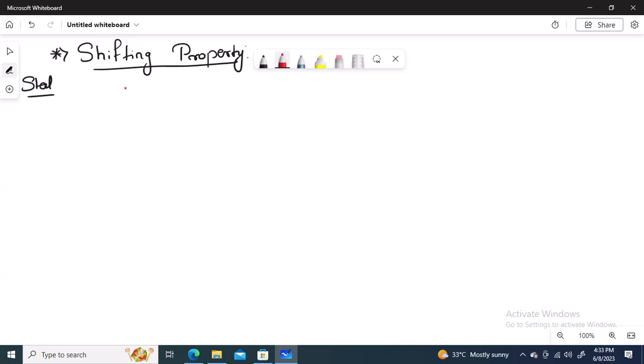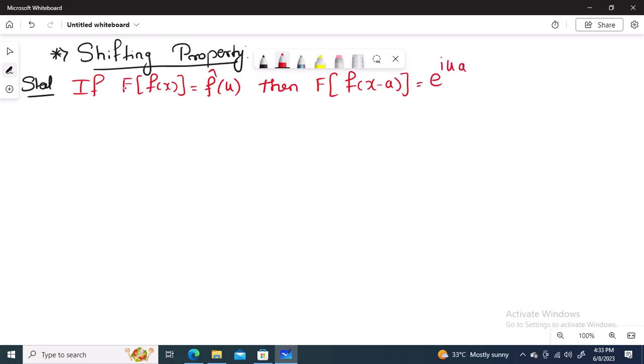If the Fourier transform of f of x equals f cap of u, or F of u, then the Fourier transform of f of x minus a equals e power iua into f cap of u. This is the shifting property statement. If the Fourier transform of f of x equals f cap of u, then the Fourier transform of f of x minus a equals e power iua f cap of u. So this we have to prove.